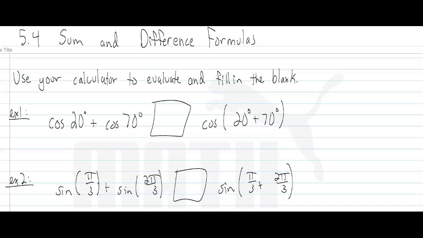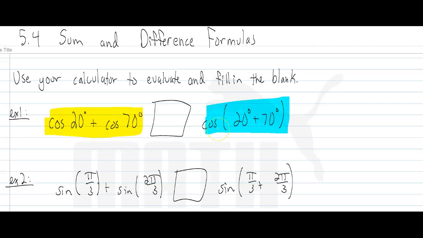This is pre-calculus section 5.4 on the sum and difference formulas. First of all, we're going to look at a couple of examples. Have your calculator in degree mode. Evaluate the left side of this expression, the cosine of 20 plus the cosine of 70, and compare that with the right side of the equation, cosine of 20 plus 70.